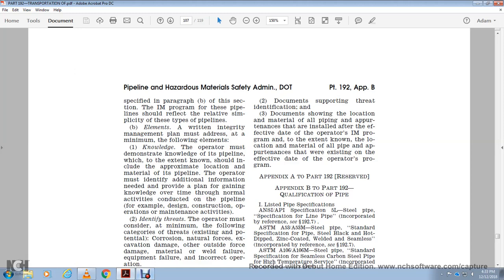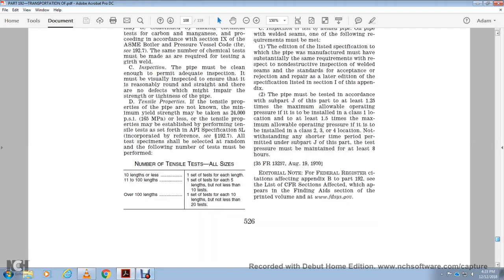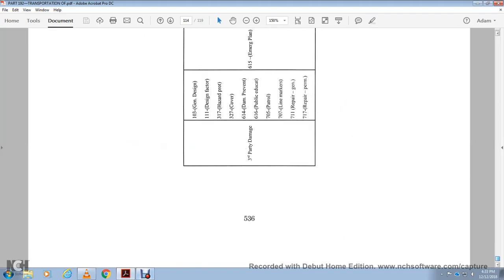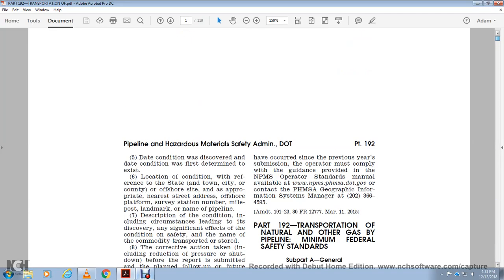Appendix A, Part 192; Appendix B, Reserved; Appendix B with the qualification of pipe, and then the rest of the pipe annexes. This completes Part 192, Transportation of Natural and Other Gas by Pipeline: Minimum Federal Safety Standards, all parts.